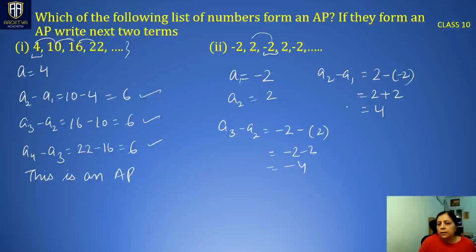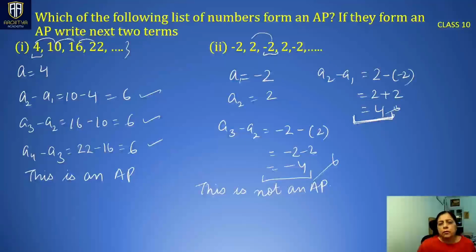So you can see that here the difference of two consecutive terms is 4, and in this case the difference between two consecutive terms comes out to be -4. So the value of this difference is not equal to this difference. So we can say that this sequence is not an AP.